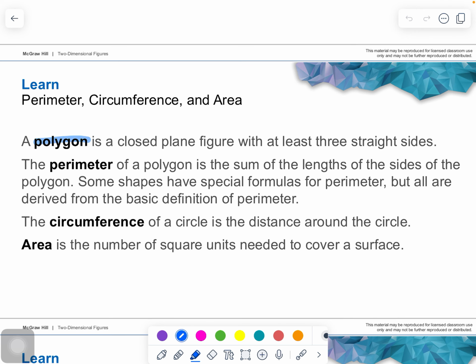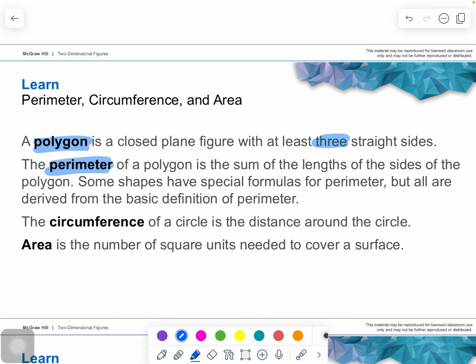A polygon is a closed plane figure. That means all of the ends are enclosed with at least 3 straight sides. The perimeter of the polygon is the sum of the lengths of the sides of the polygon. Some shapes have special formulas for perimeter, but all are derived from the basic definition of perimeter.